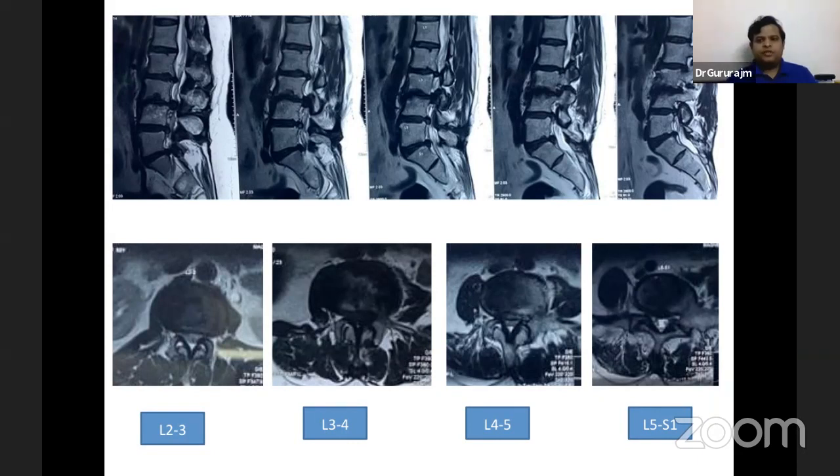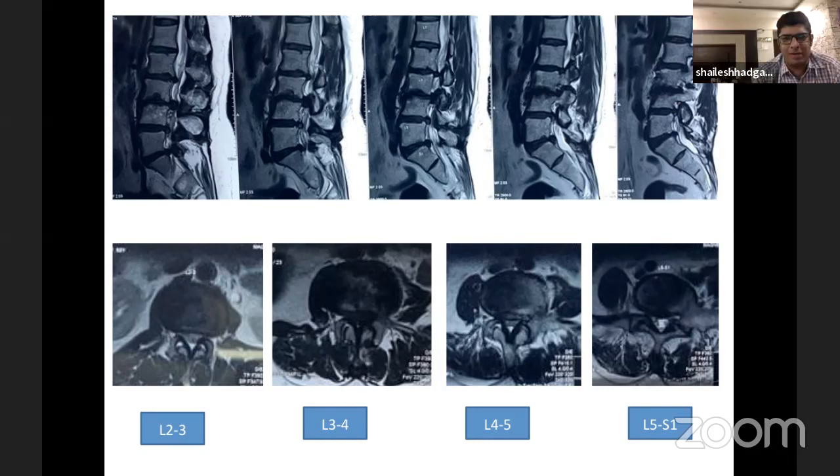Shailesh. Yes. Because this is an instability case, it is a very good case where we can represent a different kind of instability. We saw the sagittal displacements, but this is a rotatory instability, not more of a lateral listhesis. Absolutely. It is an instability in the axial plane. It is a rotatory instability, basically.